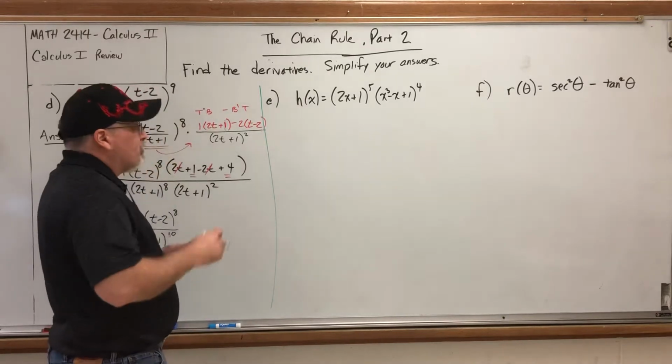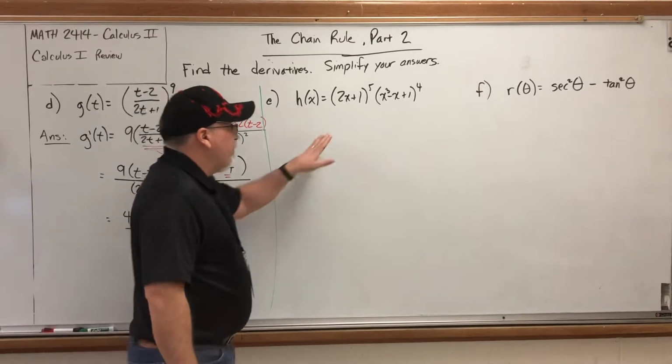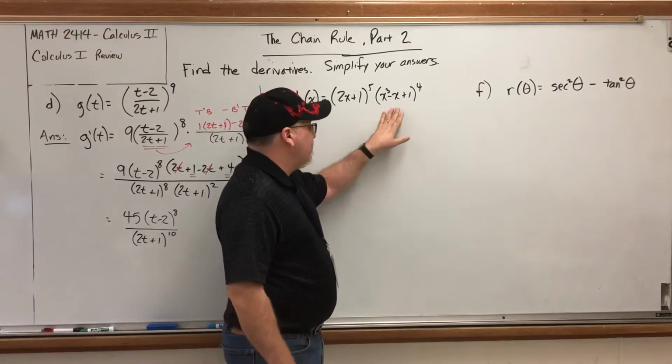All right, h of x is a product. (2x plus 1) to the 5th times (x cubed minus x plus 1) to the 4th.